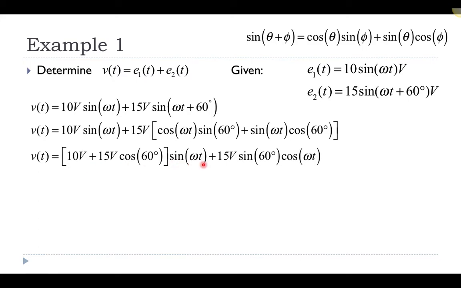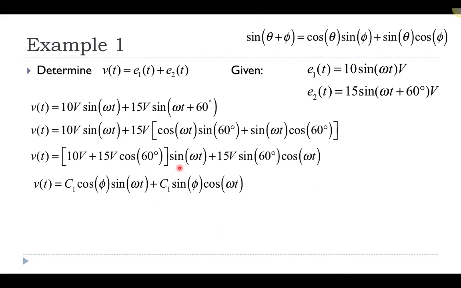So collecting like terms with sine omega t, I have 10 plus 15 cosine of 60, and then collecting like terms that depend on cosine omega t, I only have a term in the second part here, so it would be 15 times sine of 60. Now, my goal, of course, is to write the addition of these two sine waves as a single sinusoidal varying function. So I'd like to write this back in the form of the trig identity where I have a combination of sine and cosine functions, because I know that I can write that as a single sine function.